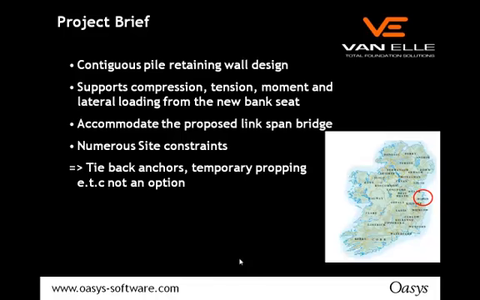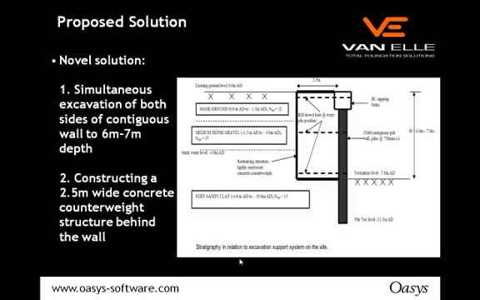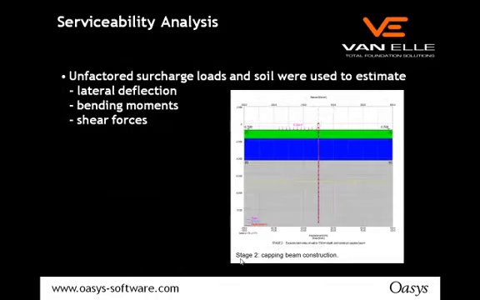So this was actually a project carried out in Dublin, and the proposed solution was a novel solution. It was proposed that they would simultaneously excavate both sides of the contiguous wall to 6 meters depth, and then construct a 2.5 meter wide concrete counterweight structure behind the wall. So it's a very different kind of problem. It's not a standard retaining wall, but Fru was still able to be used in this problem, and Fru was used to run serviceability analysis. So unfactored surcharge loads and soil were used to estimate the lateral deflection, the bending moments and the shear forces.